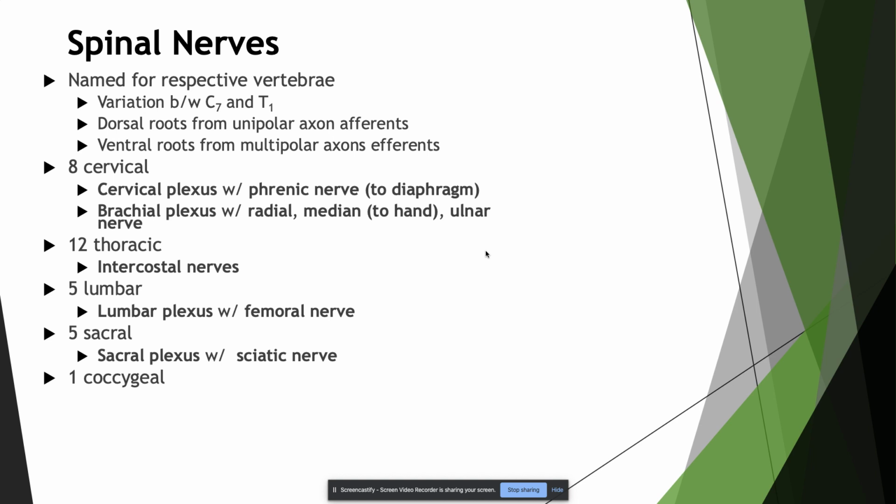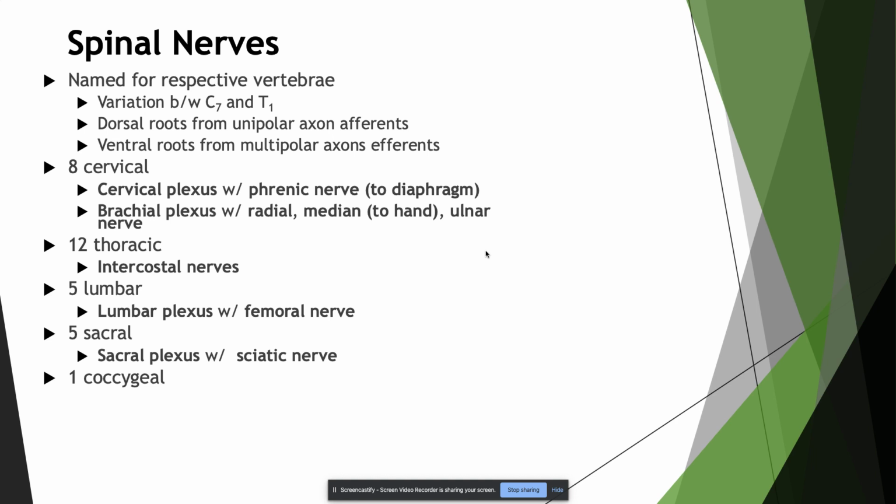The cervical plexus consists of the ventral rami of the spinal nerves C1 through C5, and this is mostly cutaneous nerves that supply the skin, and a few innervate the muscles of the anterior neck. The phrenic nerve is also the single most important cervical nerve that innervates the diaphragm for breathing.